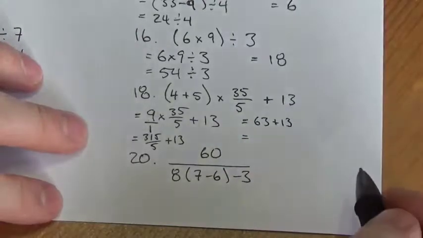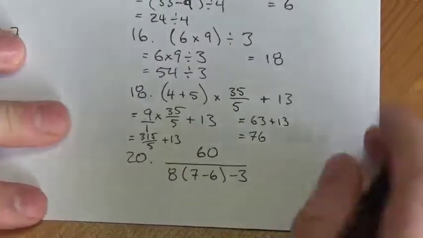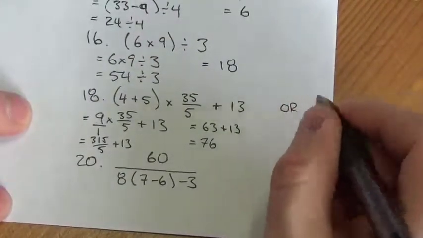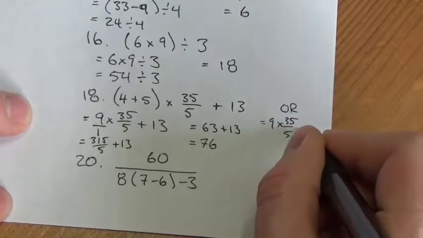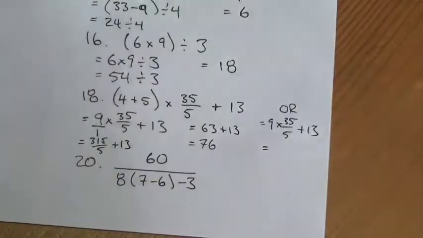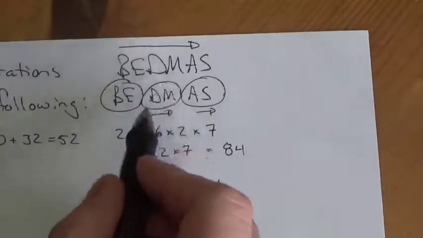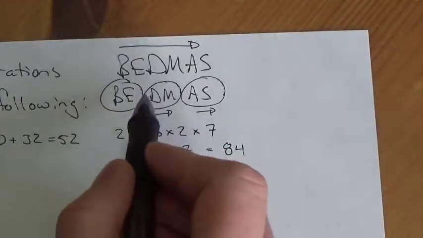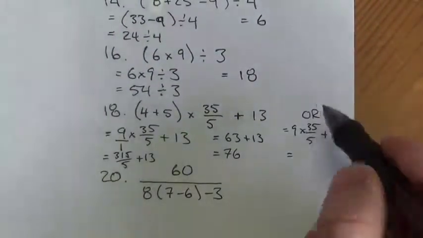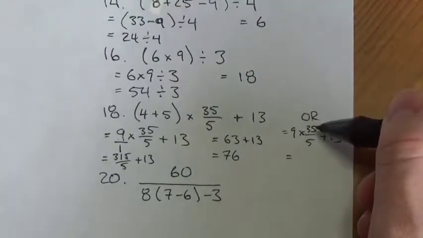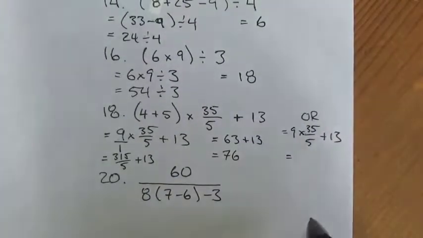And then 63 plus 13 is going to be 76. That's one way of doing it. Okay? Or I had 9 multiplied by 35 over 5 plus 13. Or another way that I could do this, because multiplication and division, like I said, I had a little circle around them here. Okay? Because they're basically two sides of the same coin, I do have a little bit of freedom here. So actually, I would probably be more inclined to do 35 divided by 5 first.